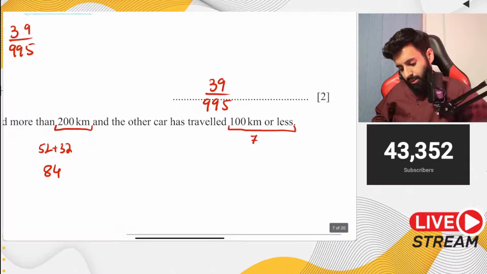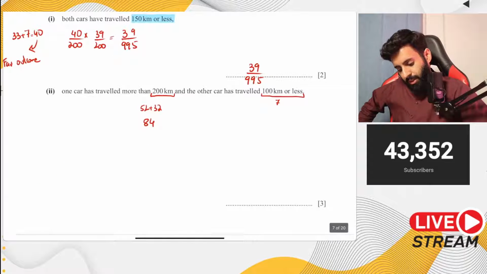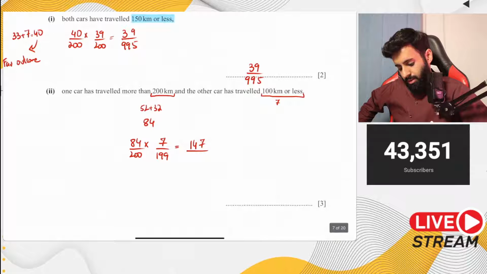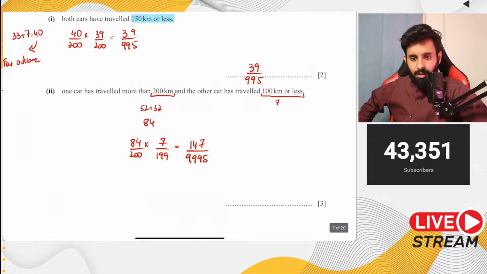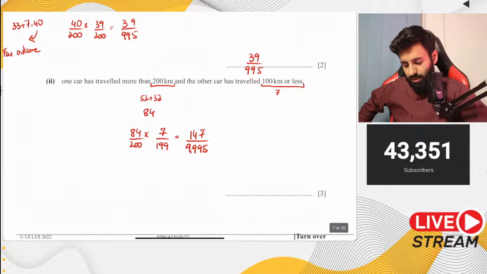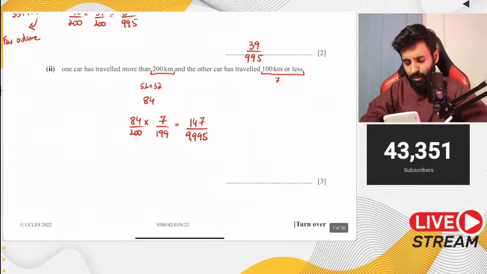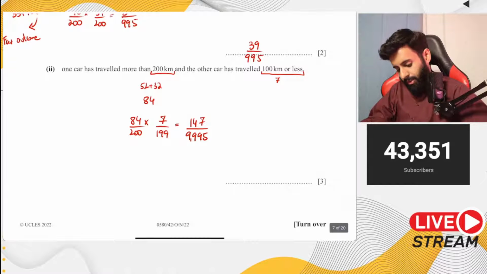So one car has traveled more than 200 kilometers. The probability for that would be 84 upon 200. And the other car has traveled 100 kilometers or less. Since we're talking about 2 cars, we have to decrease the denominator by 1. So it's going to be 7 over 199, which is equal to 147 over 9,950. If you simplify this, I think you can simplify this. 147 into... you're not going to simplify this actually. Here's what you're going to do.